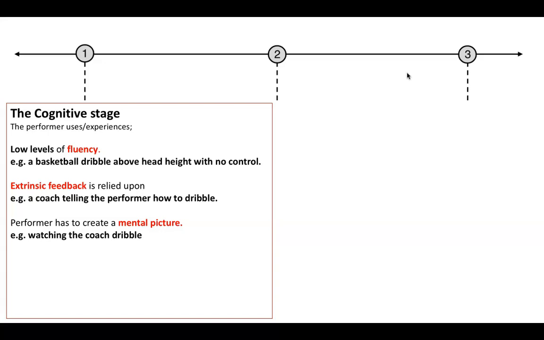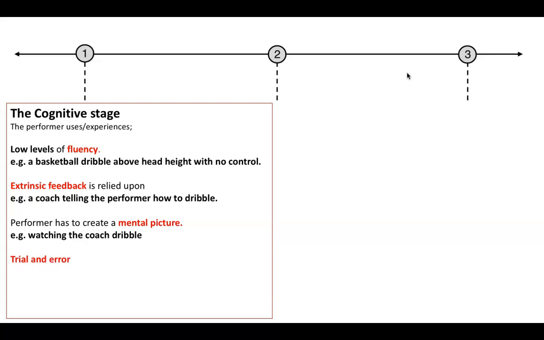So at this stage, when you are new to a skill and you're not very fluent in it and extrinsic feedback is relied upon, i.e. the coach showing you how to dribble, once the coach has shown you, you have to create that mental picture of the coach dribbling.